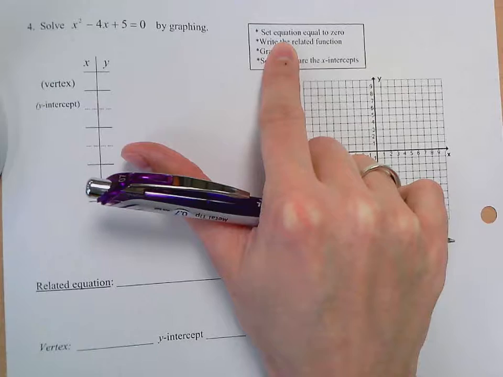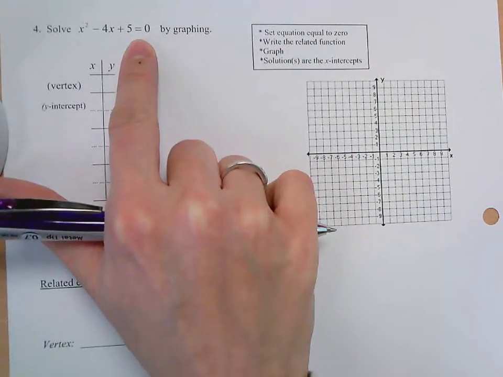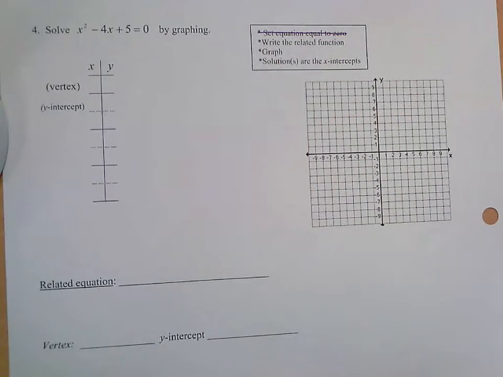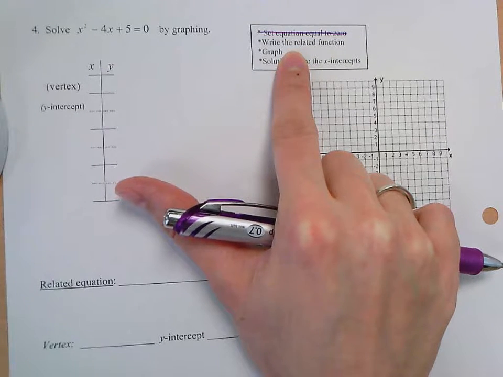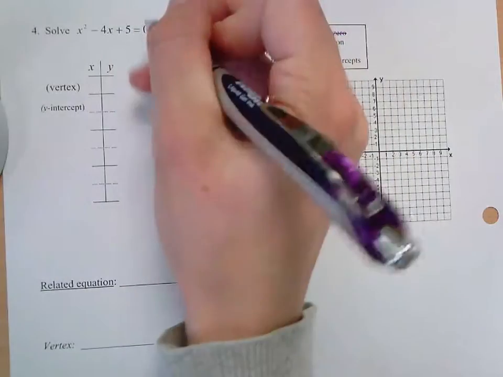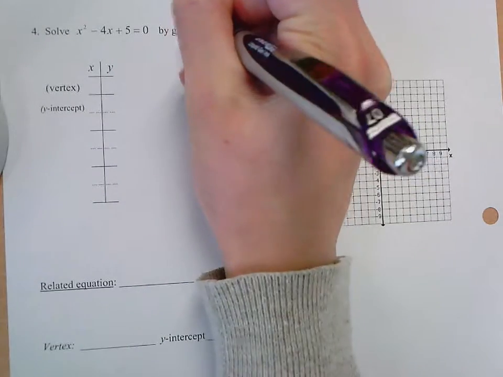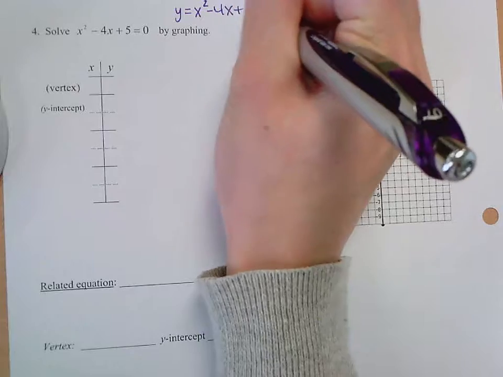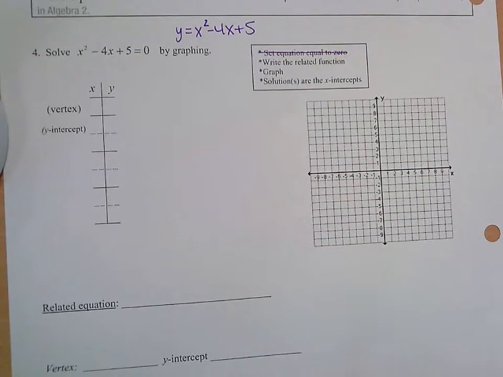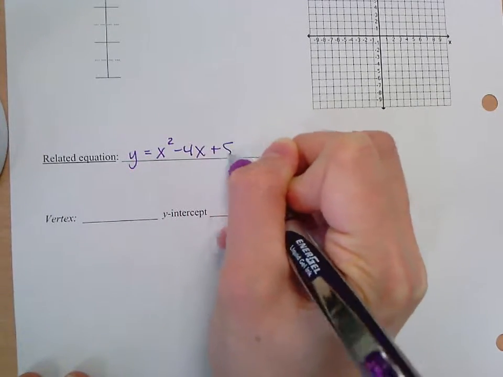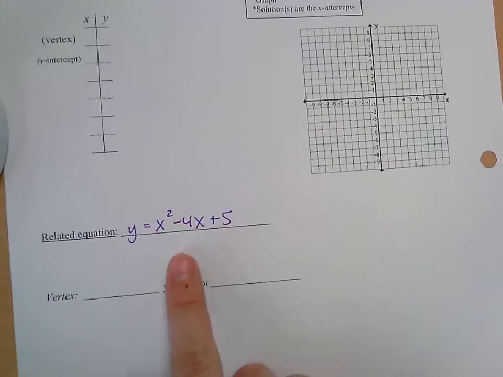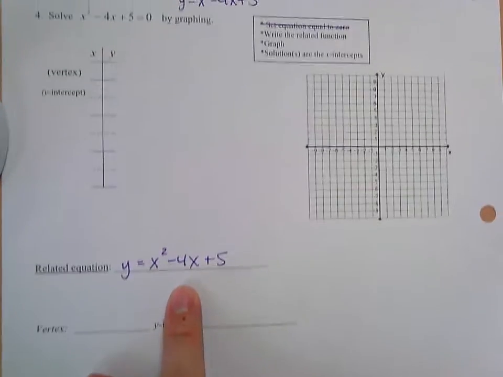Guys, set the equation equal to 0. That's already done for this one. And then it says write the related function or the related equation. So what would the equation be for this one? What did you say, Michael? Yes. Okay, that's our related equation, replacing the 0 with y.